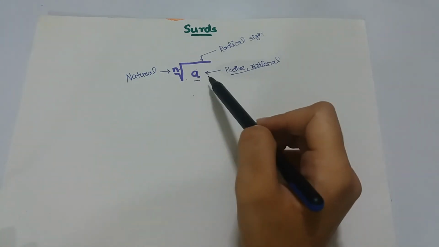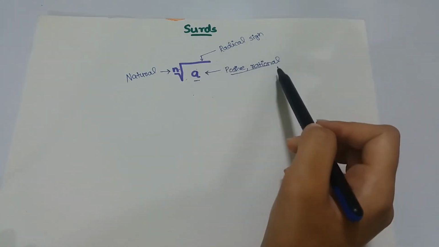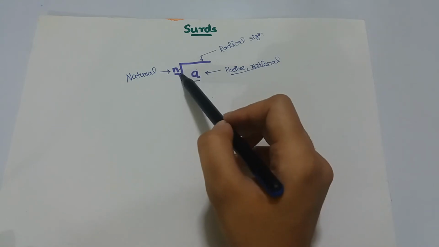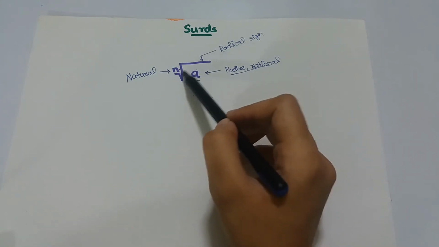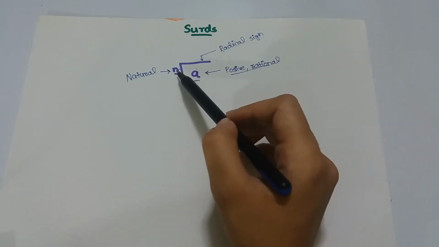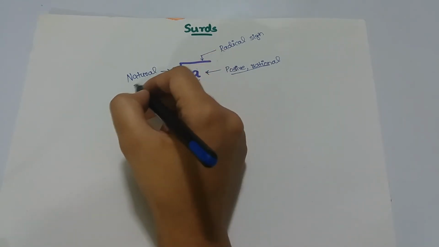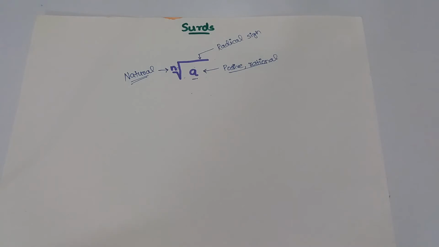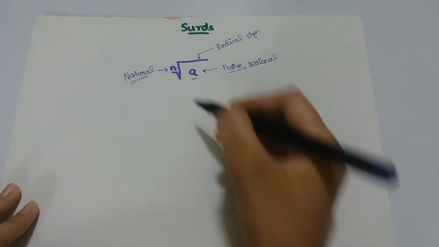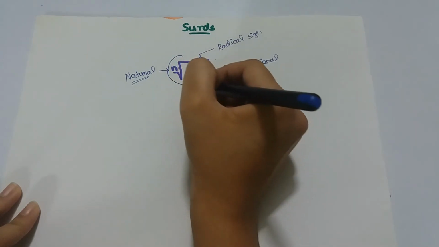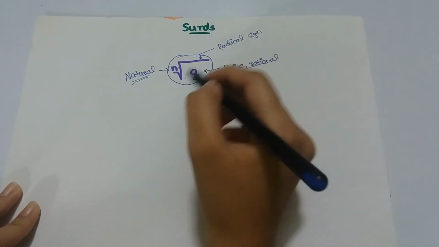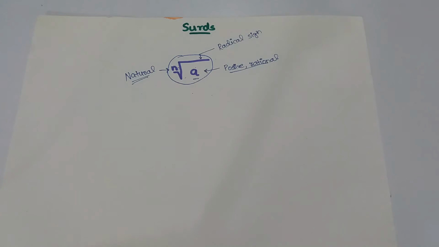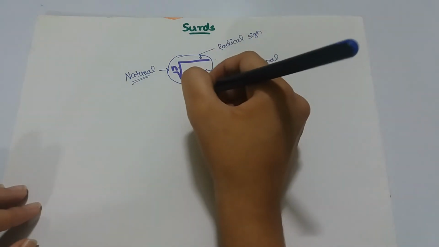So, the number inside the radical sign has to be positive and rational. And this n, in the nth root of a, has to be a natural number. Okay. So, we have understood till here. But now, the main important thing is that this whole number, this whole thing, has to be irrational.